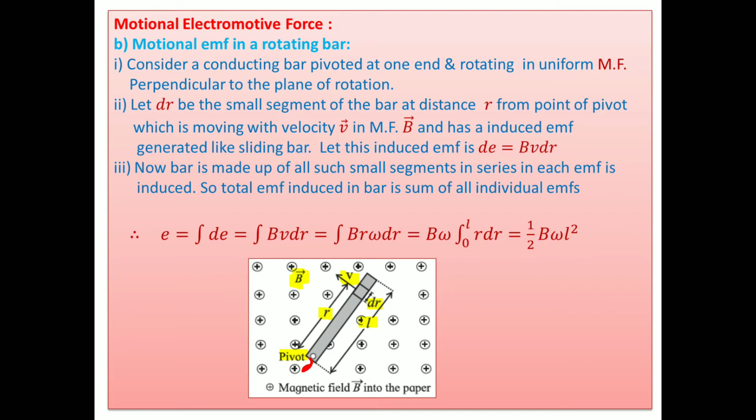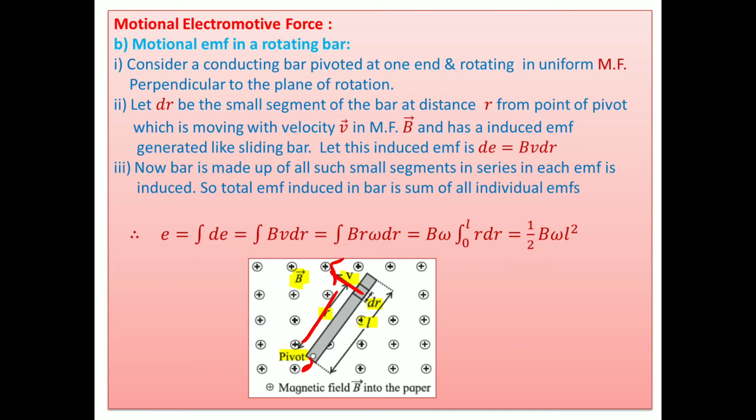Now let this bar be made up of a number of small elements or segments. Let us consider dr to be a small segment of the bar situated at distance r from the point of pivot. Look here, this is the distance r and this is dr, the small section. It is moving with velocity v tangent to the circle. As it is moving with velocity v in a magnetic field, an induced EMF is generated, like in the sliding bar.